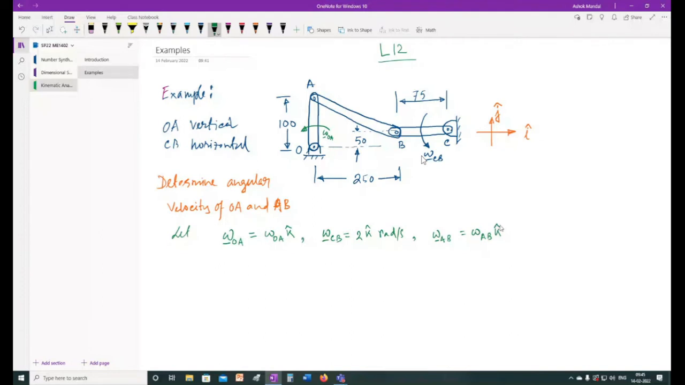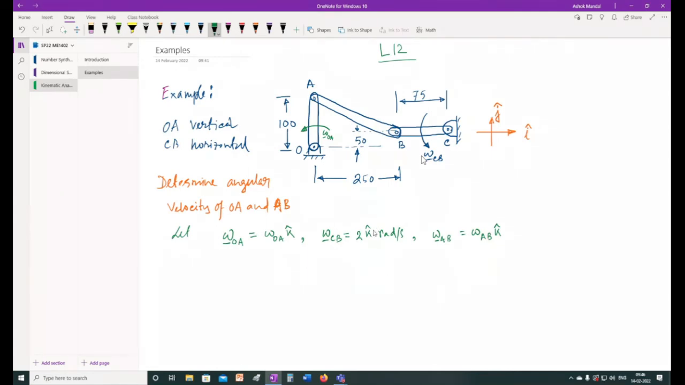Let us assume it like this. If it is not so, this link can rotate either in this direction or in the opposite direction. If it is rotating in the opposite direction, there will be a negative sign. So only this magnitude can carry the direction, because it depends on whether it is positive or negative. When it is positive, it is rotating in the anti-clockwise direction, and when it is negative, it is rotating in the clockwise direction.